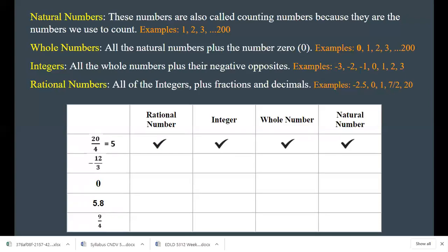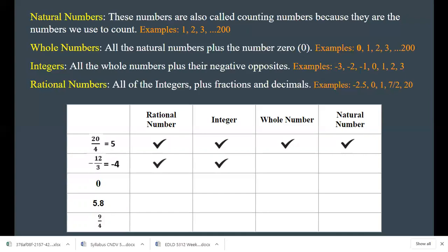So now again, we want to look at the next one, negative 12 over 3. Well, is that simplified? And whenever I look, I see it's not, because both 12 and 3 are divisible by 3. Then I can simply just do that division. Negative 12 divided by 3, that actually is negative 4. Now, is negative 4 a natural number? No. Is it a whole number? No, because natural or whole numbers do not include negatives, but integers do. And remember, if it's an integer, it's automatically rational.